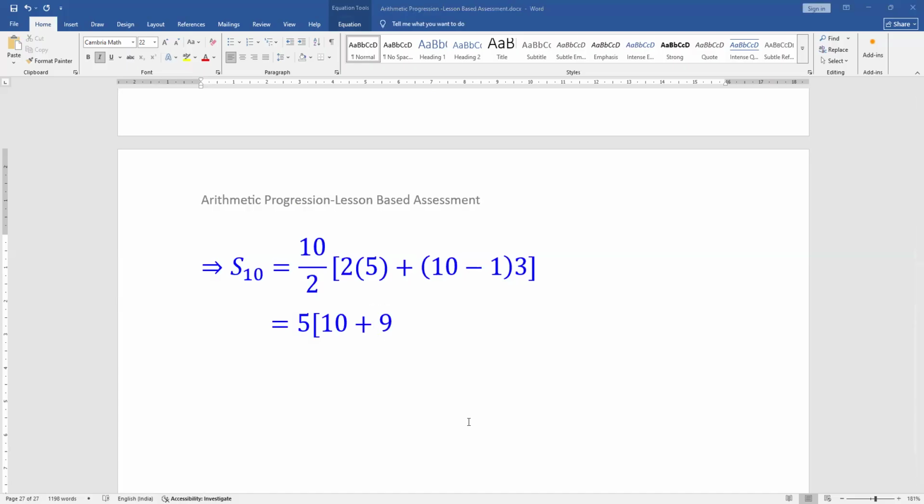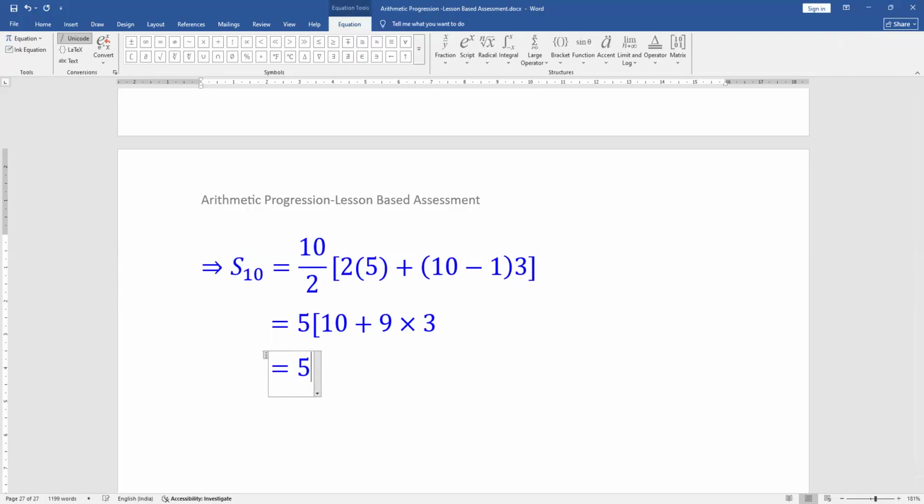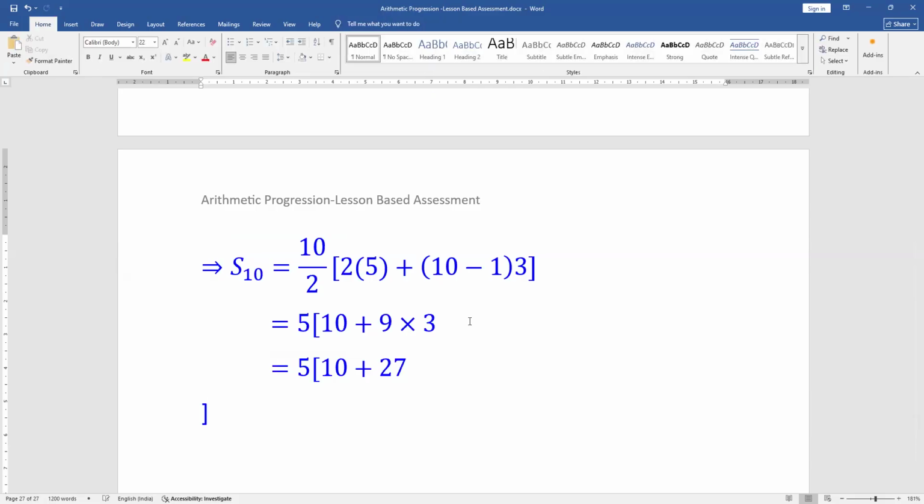Then after that, what should we do? When a number comes right after a bracket, it is multiplication. So 9 into 3. So this is 10 minus 1 is 9. 9 followed by bracket means multiplication, multiplied by 3. So 9 into 3. Next step, it's equal to 5, bracket open, 10 plus 27, bracket close.